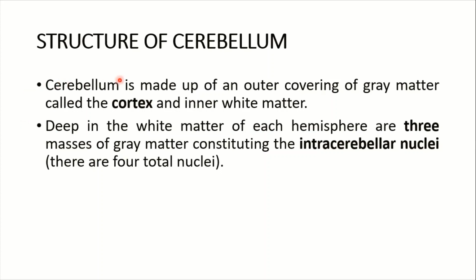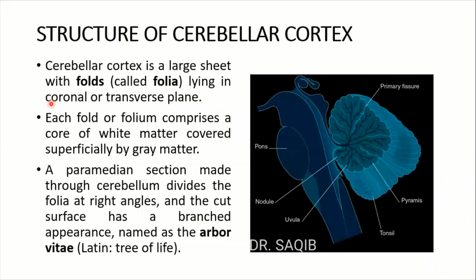So the cerebellum is made up of an outer covering of gray matter called the cortex and an inner white matter. Deep in the white matter of each hemisphere are three masses of gray matter constituting the intracerebellar nuclei. So there are four total nuclei. I will tell you the detail of how they are called four and how they are called three. The cerebellar cortex is a large sheet with folds called folia lying in the coronal or transverse plane.